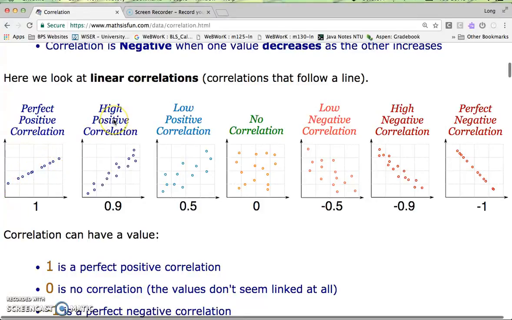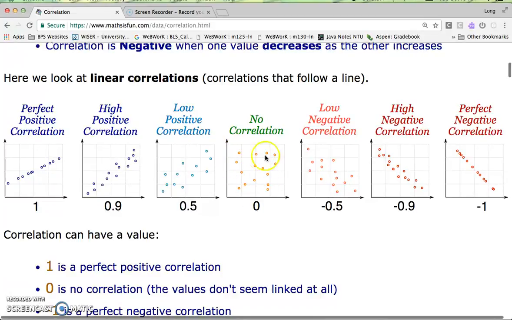And this would be a high positive correlation, where the correlation is 0.9, and that means it follows a line and the trend is upward, but it might not be on a perfect line like this one. So this is a high positive correlation of 0.9. At 0.5, positive correlation will be a low correlation. So the data is still trending upward, but it's not so tight as these two correlations. And then this is a correlation of 0, which is no correlation, and the data is scattered rather randomly.